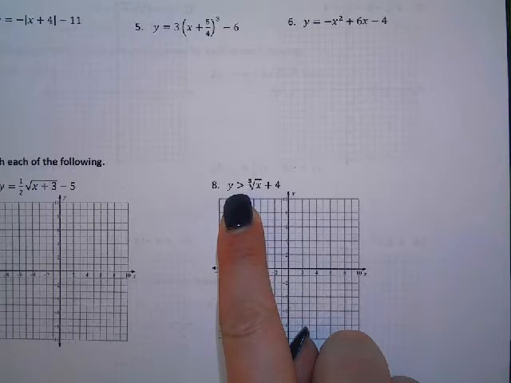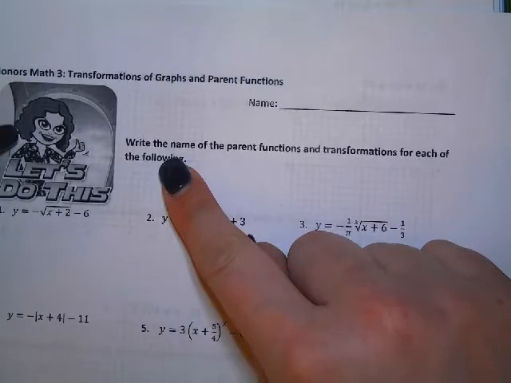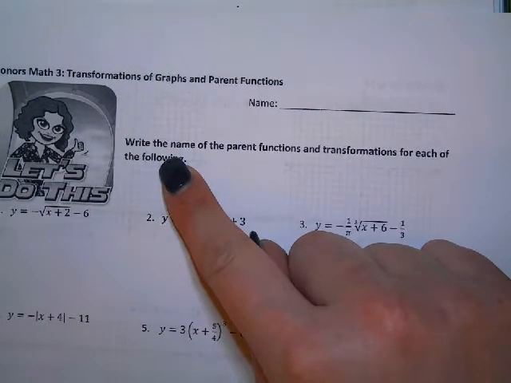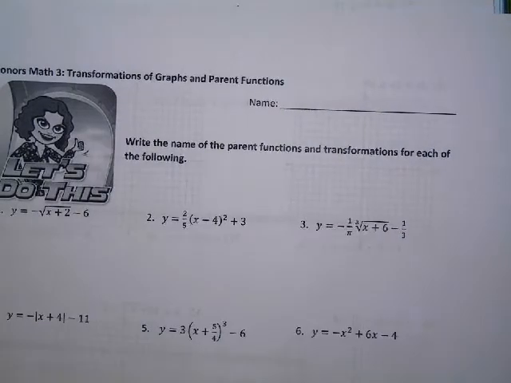All right. Now, when it says write the name of the parent function, the parent function names are absolute value, quadratic, cubic, cube root. So you're writing the name of what it is. Does that make sense? So you're going to have to learn to recognize, oh, if it's got those vertical lines, that means it's an absolute value graph. If it's got a squared, it's a quadratic. If it has a third root, it's a cube root. All right, so we've got to make sure we understand those names.